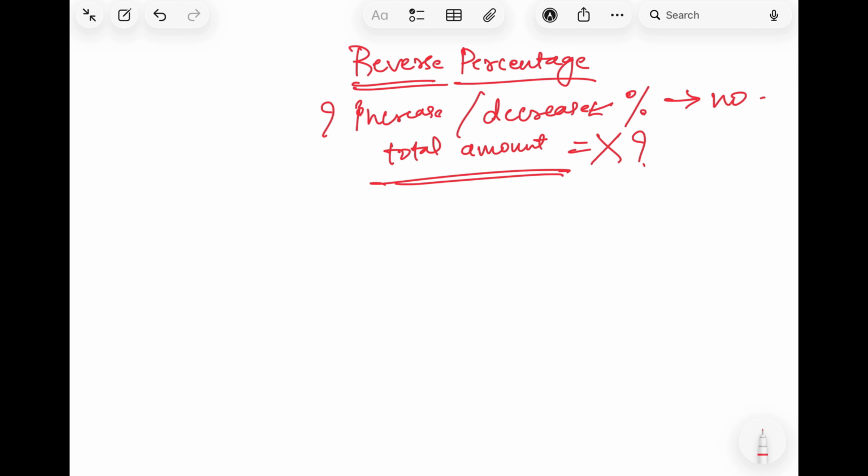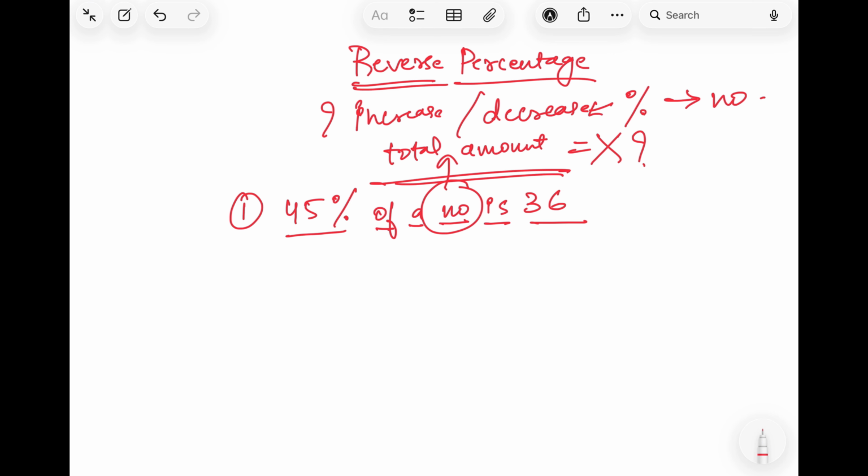So let's take up one example. We have to find: 45% of a number is 36. If you see, they have already given us the answer. 45% of a number is 36. That number is the total, which we don't know. Till now they told us to find 45% of a certain number, or a number was given and we found the answer. Now the answer is already given to us, and we have to find the total.